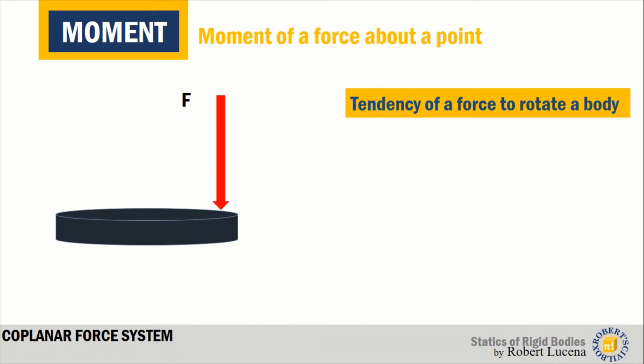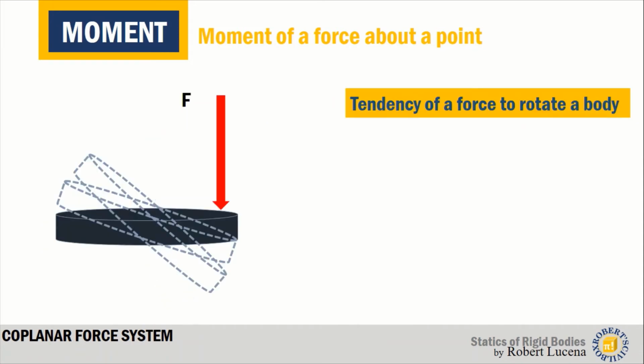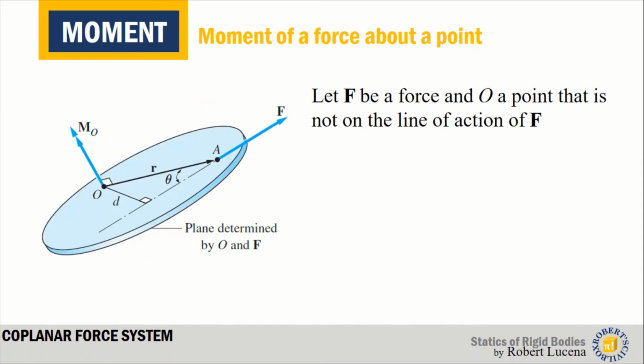Now, let's define the effect of having a force from a point, which is a moment. The tendency of a force to rotate a body is called a moment. So if you apply the force on this body, it will tend to move in this direction. That is a moment because it causes the object to rotate.